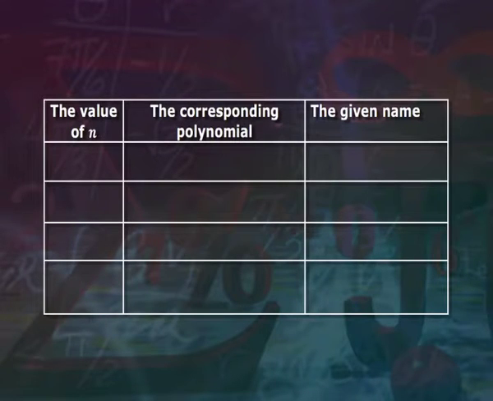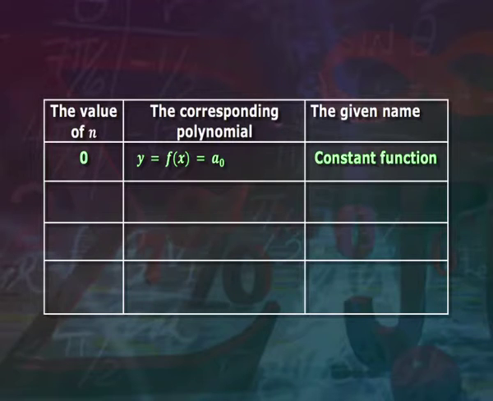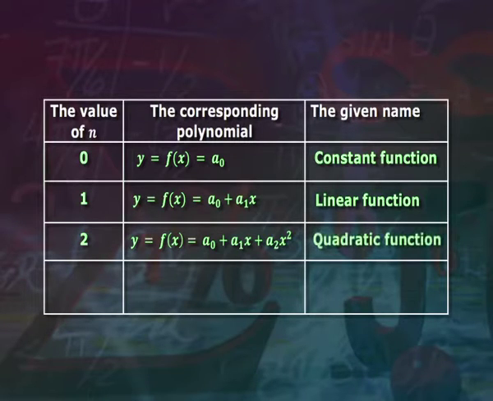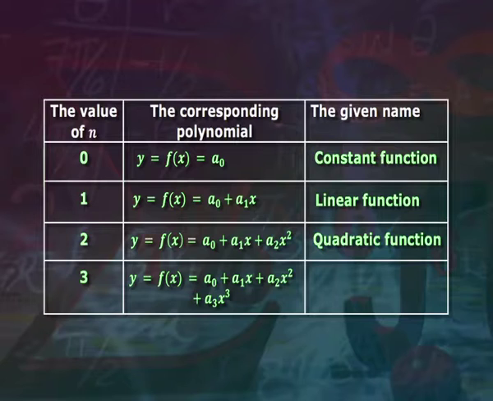We have different values of n, the corresponding formula, and then the name. For n = 0, we have y = f(x) = a0, which is called a constant function. For n = 1, we have y = f(x) = a0 + a1 x, which is called a linear function. When n = 2, we have y = f(x) = a0 + a1 x + a2 x square, which is known as a quadratic function. When n = 3, y = f(x) = a0 + a1 x + a2 x square + a3 x cube is called a cubic function.